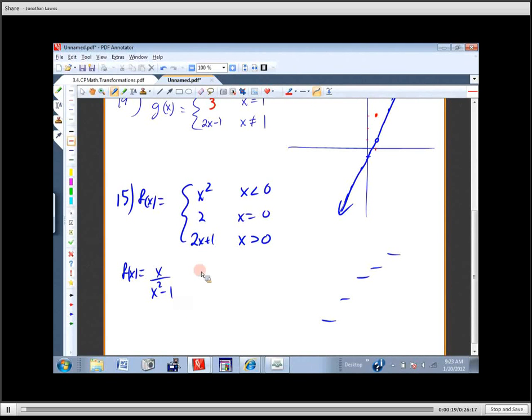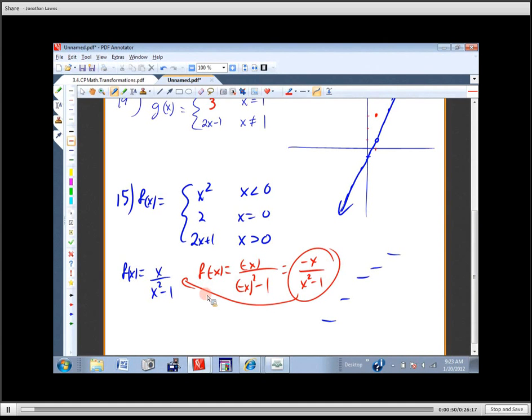So here's the test. The test for odd or even is you plug in a negative wherever there's an x. So this is going to be negative x squared minus 1. So this is going to be negative x on the top, and the bottom is negative x squared, which is going to be x squared minus 1. And then we compare this to the original one. So the first question is, is it the exact same? Nope. So there's no way it can be even. So we can be guaranteed that it's not even.